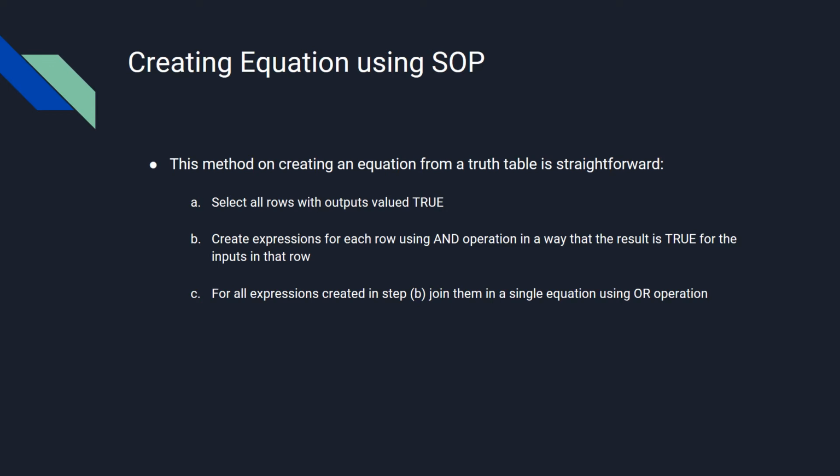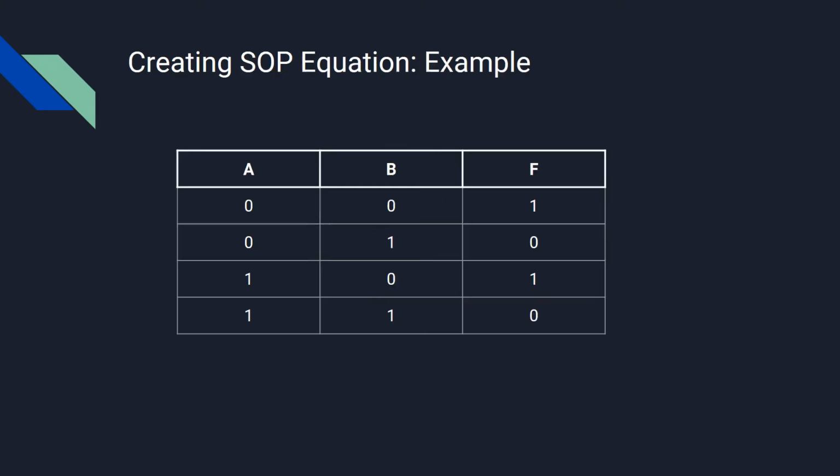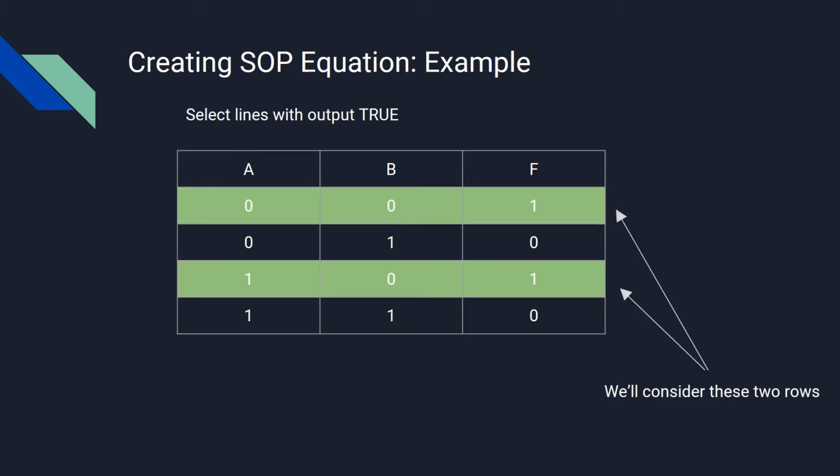Over the next couple of slides, we will create a Boolean equation demonstrating sum of products. This will be done by looking at where in the truth table the output is true and creating an expression from that row in the truth table. We will use the following truth table for our demonstration. Looking at the two highlighted rows, we see where f equals 1, where the output is true, and we'll focus on these two lines.